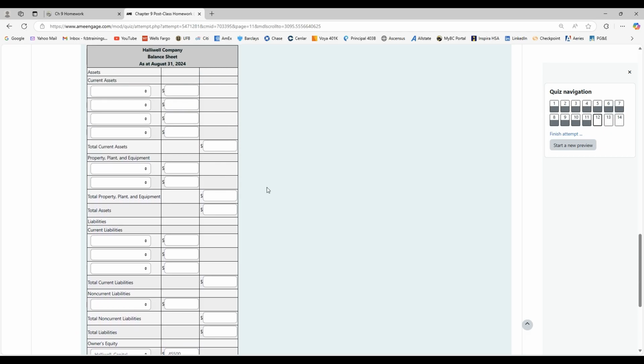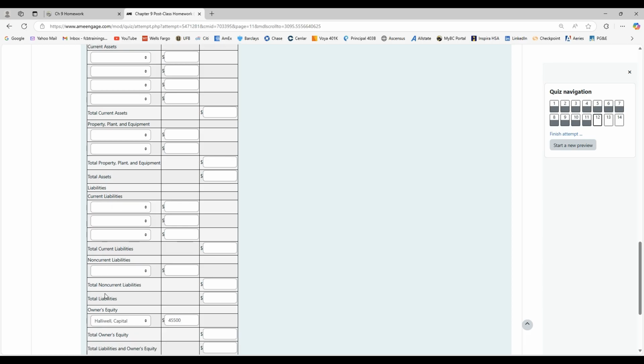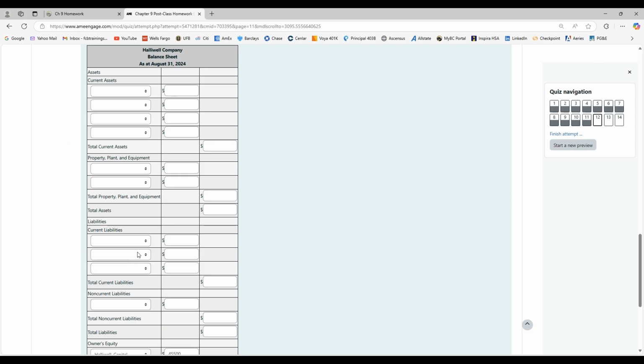And then let's just go through and put all our stuff in here. And again, we're doing a classified balance sheet, so we're classifying current assets, non-current assets like property, plant, and equipment, current liabilities, non-current liabilities, etc. So extra classification that we haven't really seen up to this point. So when we're filling out the balance sheet, we always want to put the assets in order of liquidity. And so cash is always going to be number one.